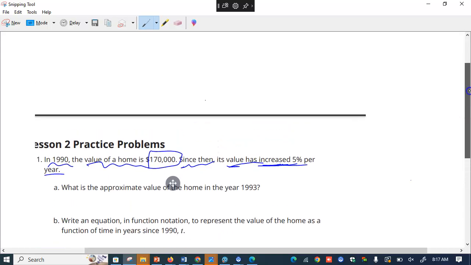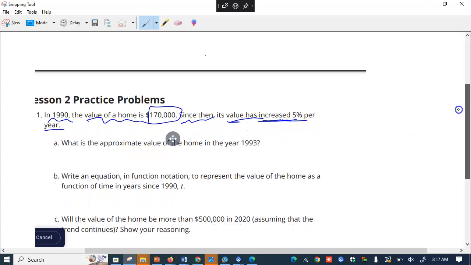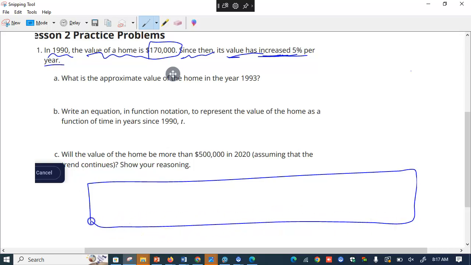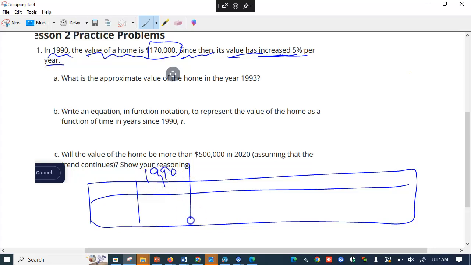So here we make a table out of this. I think the best thing is to make a table. Everybody make a table like this to understand. So this is 1990, this is 1991, 1992. Just to get a feel of what's happening, 1993.